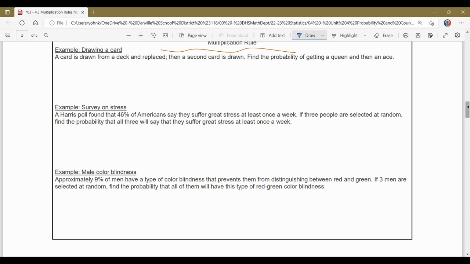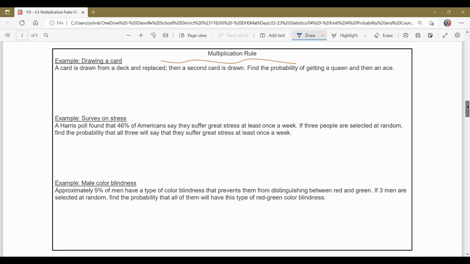Okay, next question. A card is drawn from a deck and replaced. Then a second card is drawn. Find the probability of getting a queen and then an ace. Queen and then an ace. The fact that the card is going back in is a big deal because that means we're resetting the deck when we pick that second card.